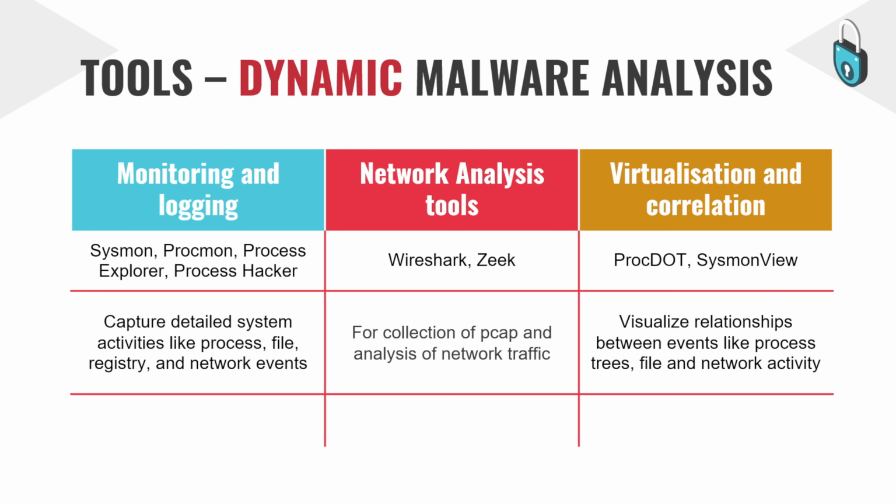For network analysis, we will use tools like Wireshark and Zeek. These are for collection of the PCAP files and analysis of the network traffic. Finally, for visualization and correlation, we will use tools like ProcDOT and SysmonView. They will visualize the relationship between various kinds of events and process trees which are happening when the malware file is executed on the system. So now when everything is ready, we can dive into our lab and execute our first malware for dynamic analysis. See you in the lab.